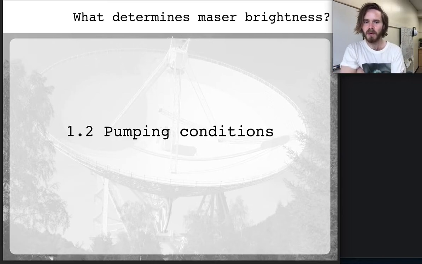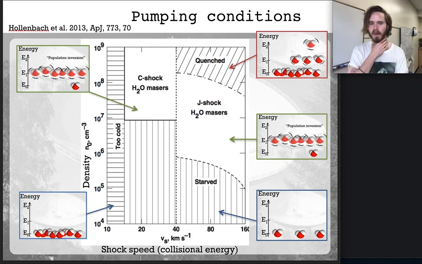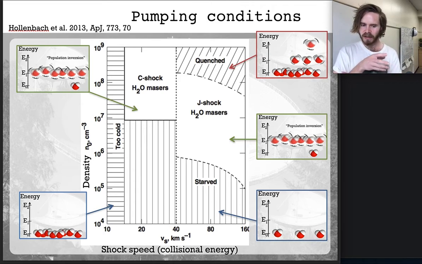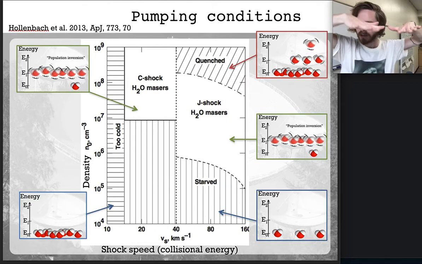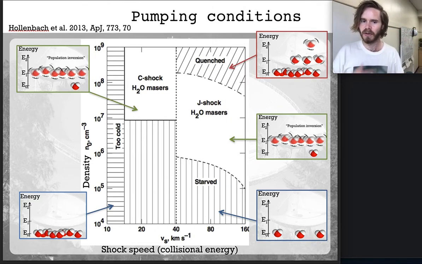Okay, so the thing I'd like to discuss next is the pumping conditions. So we already talked about this population inversion, and I hope you remember way back when I mentioned that to have this population inversion, you need to have some source of energy that is lifting the molecules from the lower state up to the third energy level, so that they can fall down onto the second energy level then and produce the population inversion. So I mentioned that the main sources of this energy input are things like radiation and collisions.